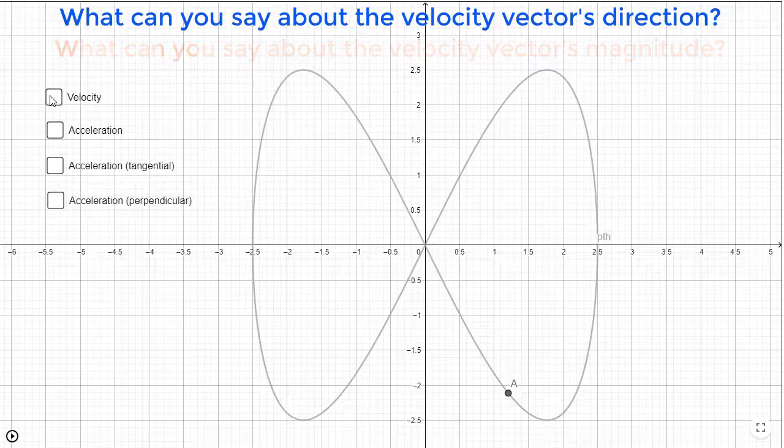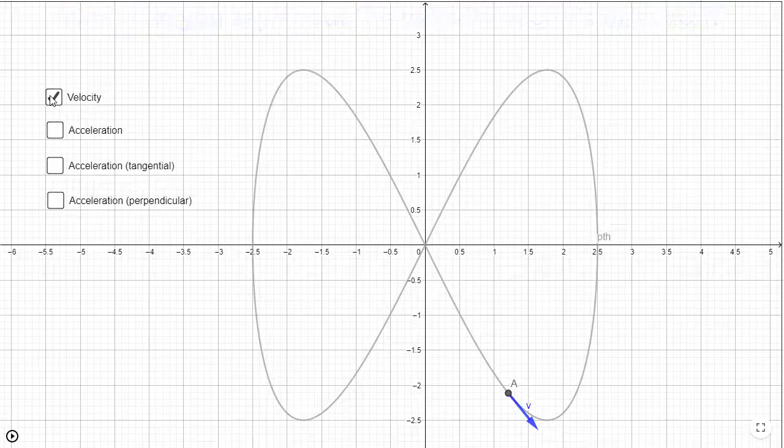All right, let me show you the velocity vector when it's right here. Remember, the velocity vector is always tangent to the path. And now as I unpause this, we can see what happens to the magnitude of the velocity vector. When the object's moving quickly, that velocity vector is large. When the object's moving slowly, that velocity vector is small. Here the velocity vector is large again.